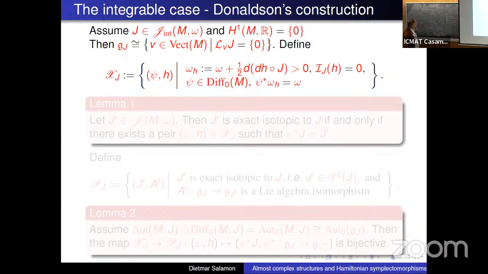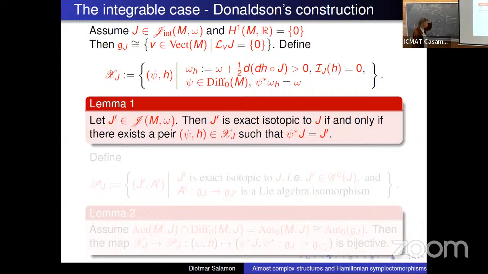And in this situation, Donaldson considers the space of pairs psi comma h, where h is a Kähler potential normalized, and psi is a diffeomorphism isotopic to an identity that pulls back omega h to omega. That such a psi exists is a direct consequence of Moser isotopy. And in this case, it is easy to show that, assuming always a uniqueness conjecture, that J prime is exact isotopic to J if and only if there is such a pair psi h, so that psi star J is J prime. So the Donaldson space Xj can be used to characterize the exact isotopy class of J.